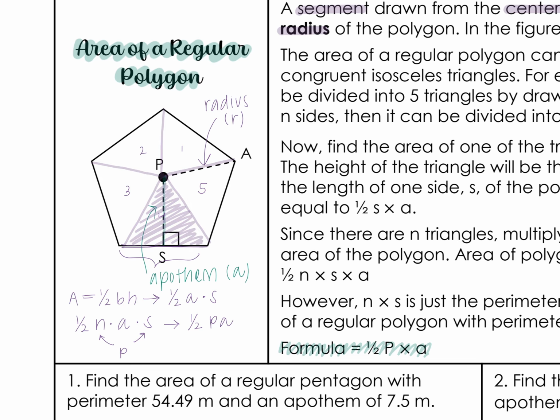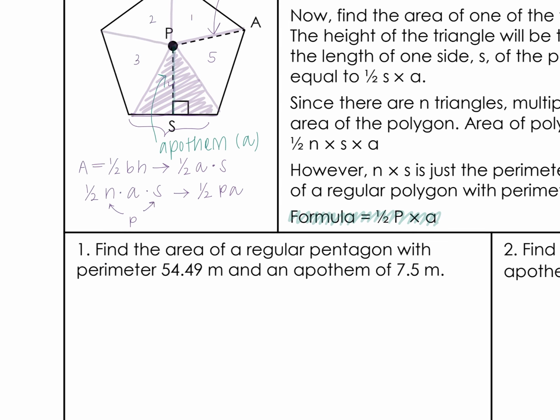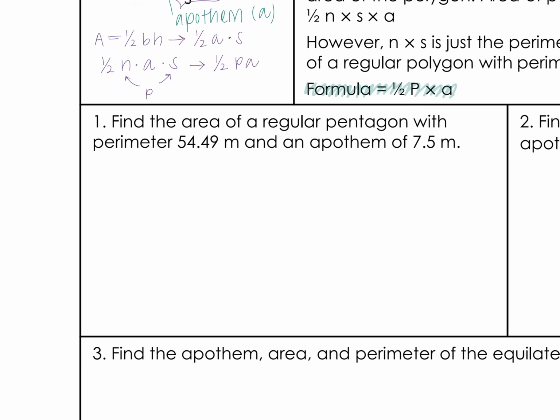All right, so now let's look at some practice problems to figure out what we can do to solve them. All right, so we're starting off with number 1. In number 1 here, we have find the area of a regular pentagon. So keep in mind, pentagon means it has 5 sides, with a perimeter, so my P is going to be equal to 54.49 meters. And an apothem, it's going to be equal to 7.5 meters.